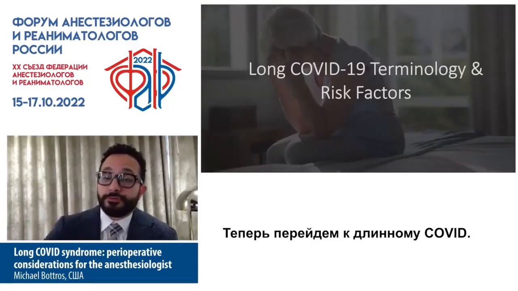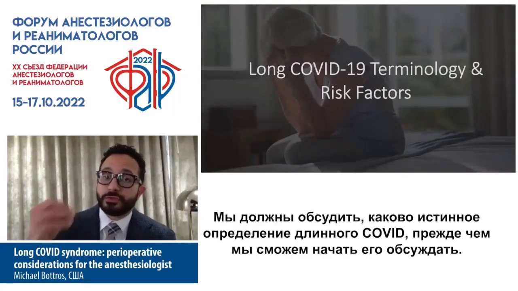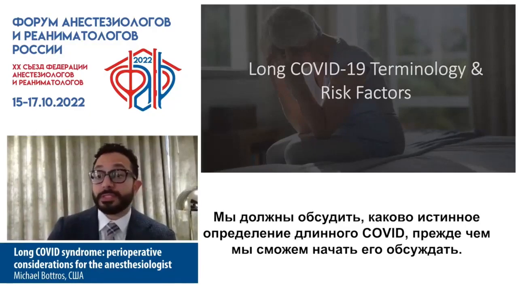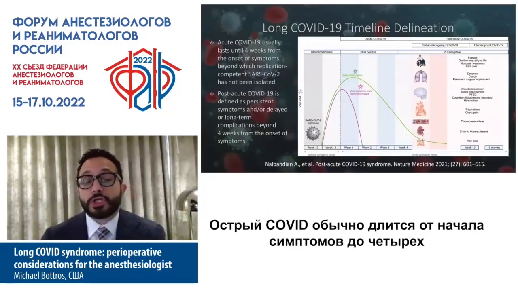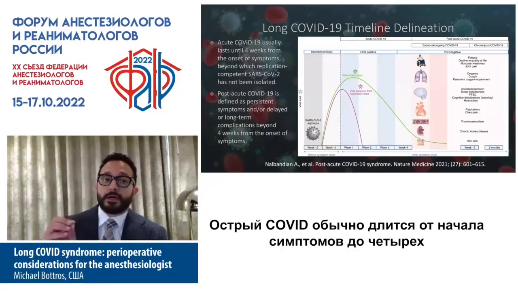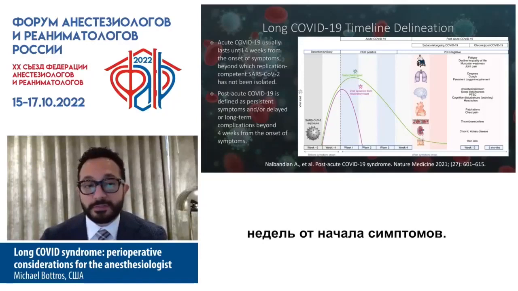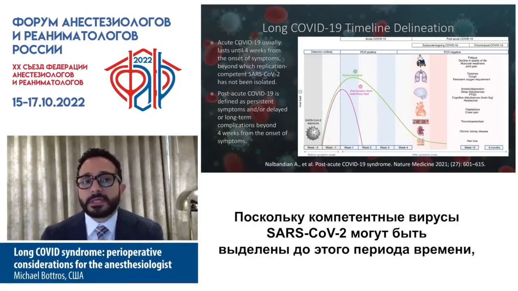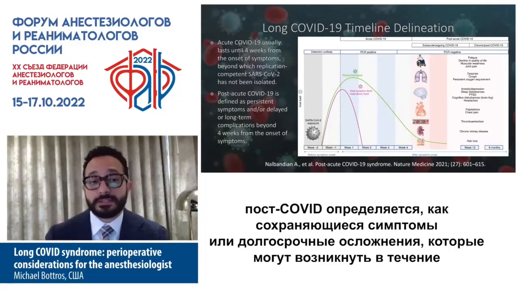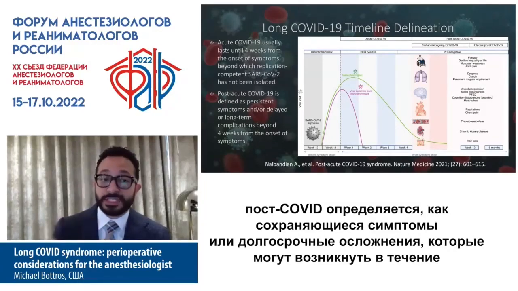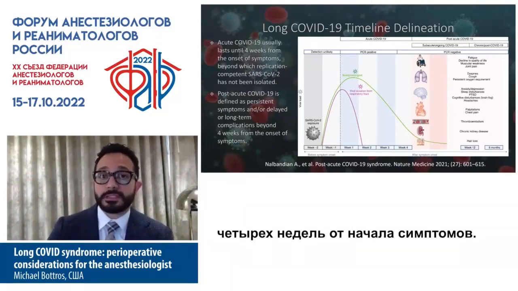Moving on now to long COVID, we have to discuss what the true definition of long COVID is before we can even start discussing it. Acute COVID usually lasts from beginning of symptoms till about 4 weeks from the onset of symptoms, because competent SARS-CoV-2 can be isolated up until that period of time. Post-acute COVID-19 is defined as symptoms that persist or long-term complications that can occur 4 weeks from the onset of symptoms.